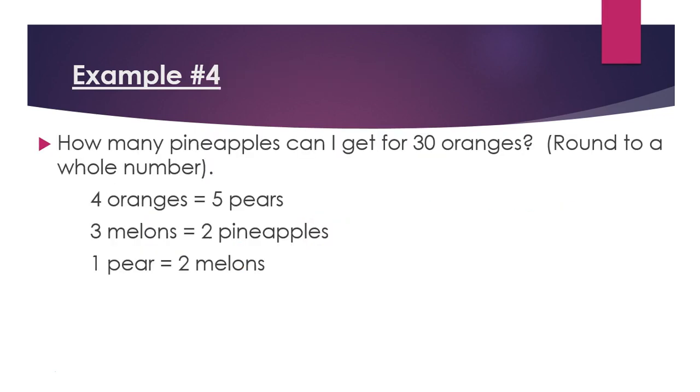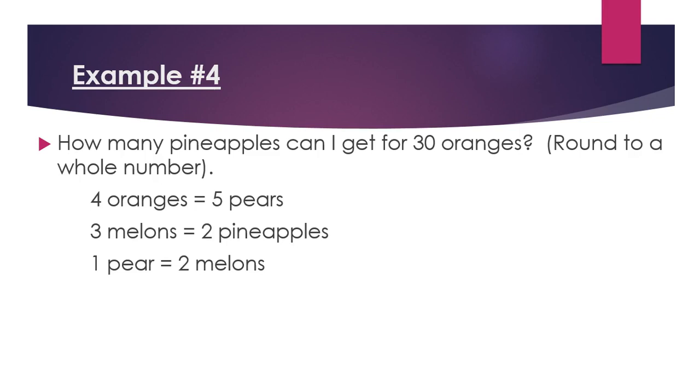All right, now finally, here's a crazy example where we're just going to compare the different numbers of fruits together. But it works in exactly the same way. It says, how many pineapples can I get for 30 oranges? So we have to look and see if I have any conversion factors that connect the number of oranges to the number of pineapples. And if I don't, I have to figure out how many conversion factors I'll need, and thus how many rungs will be in my fence.